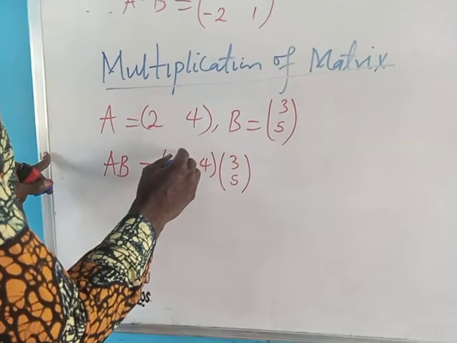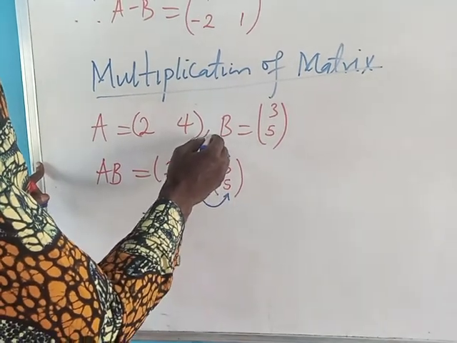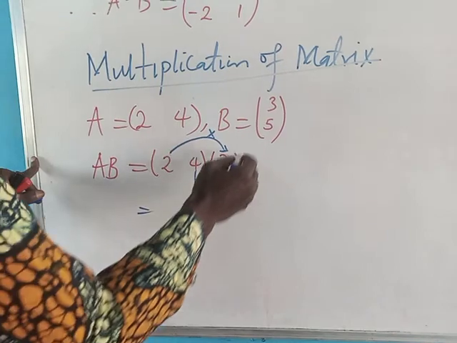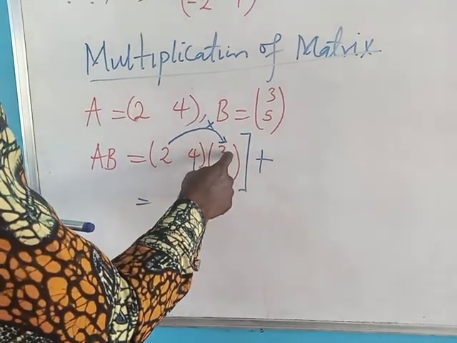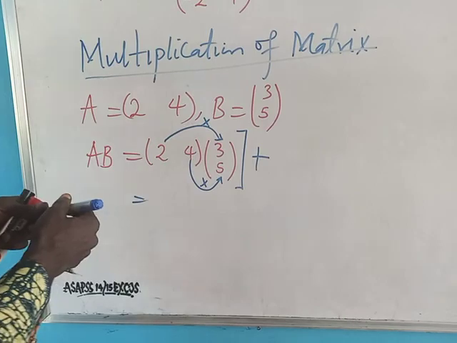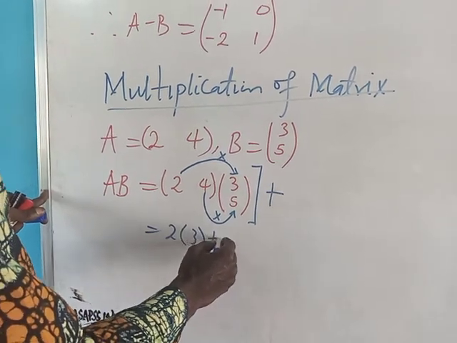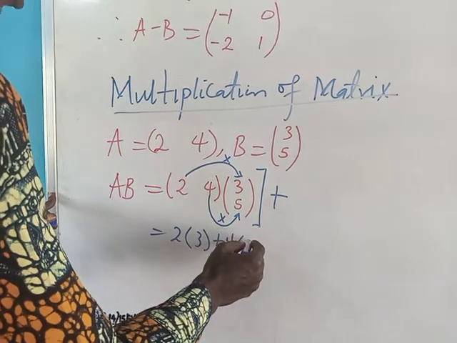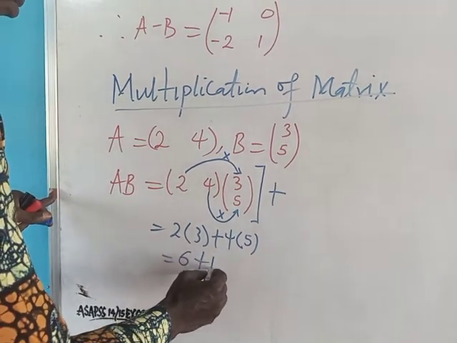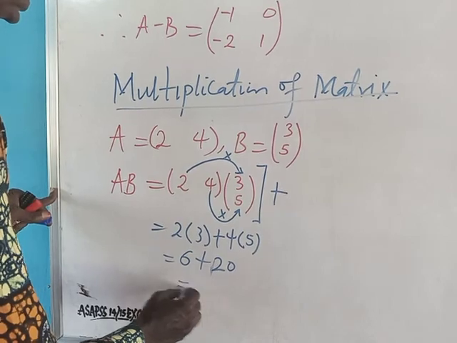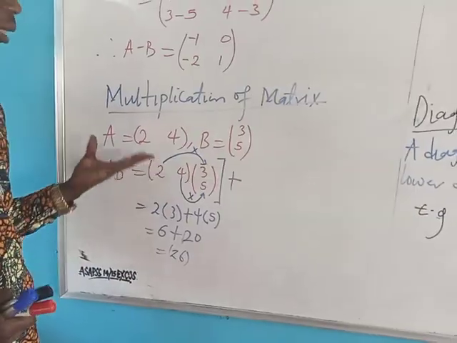So how do we multiply? We take this to multiply this, and we take this to multiply this. We now add the two answers. So it will be this times this plus this times this. So we are going to have 2 times 3 plus 4 times 5. This gives you 6 plus 20, so the answer will be 26. So you are multiplying the row by the column.